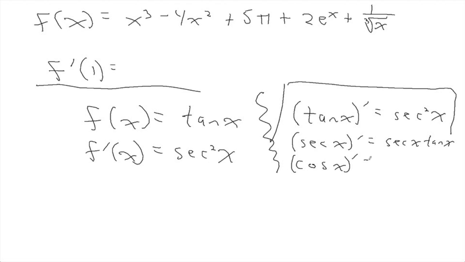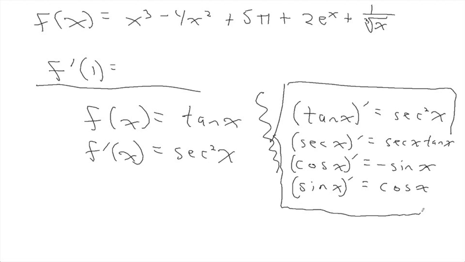And what would this be? That is, it's negative sine x. And what would this be? That would be cosine x. Okay, so this is a good way to summarize those rules using the prime notation we saw before.